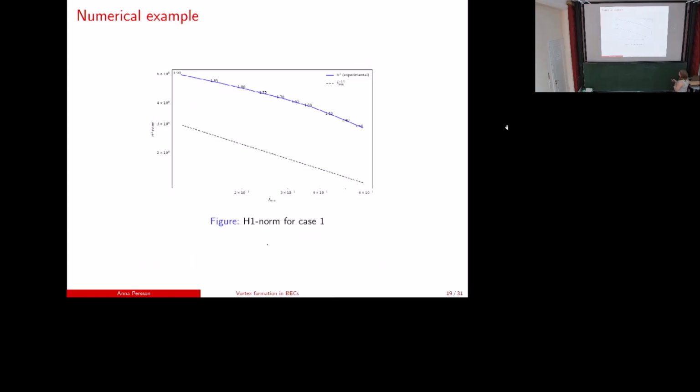And this is the H1 norm. So what we look at here is the H1 norm of U, and I would expect it to behave as the minimal eigenvalue to the power of minus 1/2. And this is also what it seems to be doing. These marks here are the rotational speed, and this is lambda min to the power of minus 1/2. So it seems to follow that pretty well.